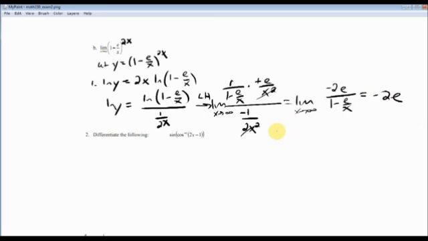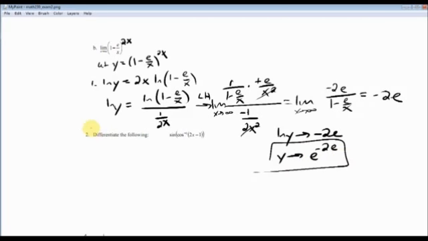Now, we know that the natural log of y approaches negative 2e, which means y will approach e to the negative 2e. Because in order to get rid of this natural log, we have to exponentiate both sides, and that's where this e comes from. So there's your answer. Alright, moving on.